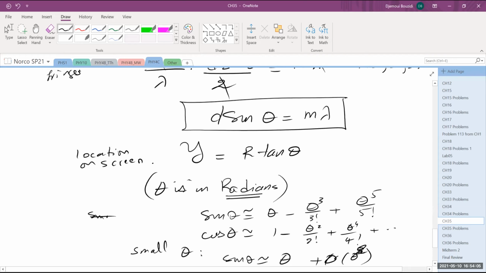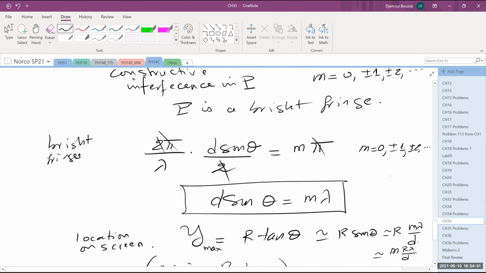So I'm going to take the ratio of the two. Obviously, in this case, y will be equal to r times tangent theta, which is roughly sine of theta. And sine of theta from the geometry is equal to exactly m lambda over d. So this is r m lambda over d. So from here, I can find the position of the maxima, or the bright points. They're given by m, which is an integer, times r lambda over d.